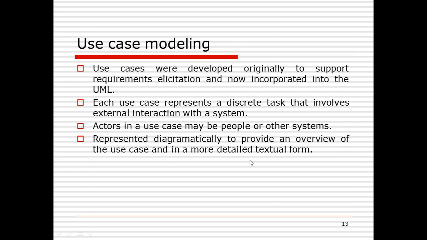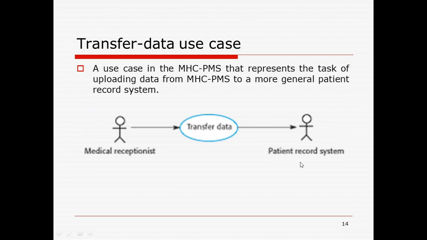So represented diagrammatically actually to provide the overview of the use case and more detail the textual form. Here is a use case that indicates the transfer of data from the medical receptionist to the patient record system. You can see the medical receptionist is a user, and the patient record system is an outside system. So transfer of data from the mental health care patient management system to a more general patient record system is what this particular use case is doing.